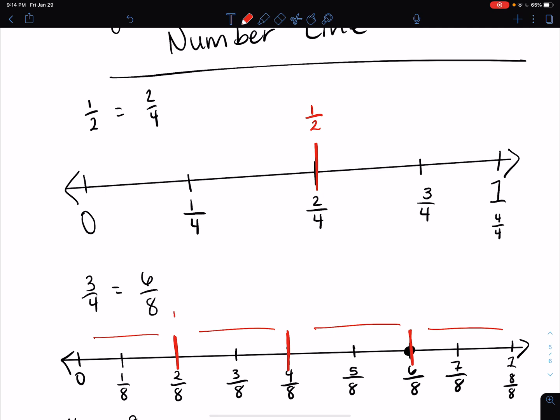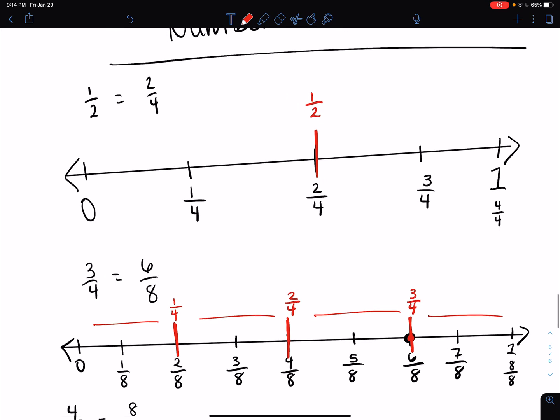So I could label those 1/4, 2/4, and 3/4. Okay, well when I look at what I've plotted, I can see that 3/4 is going to be at the same point that my 6/8 was at, which does make them equivalent on my number line. Because again, going from 0 to 3/4 and 0 to 6/8, that is the same amount of space.